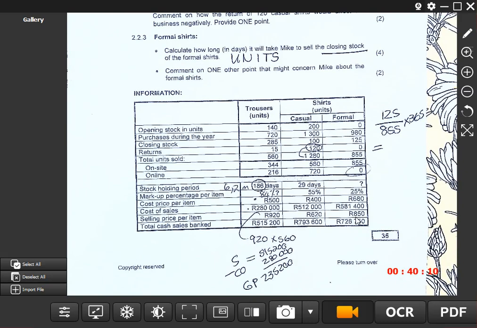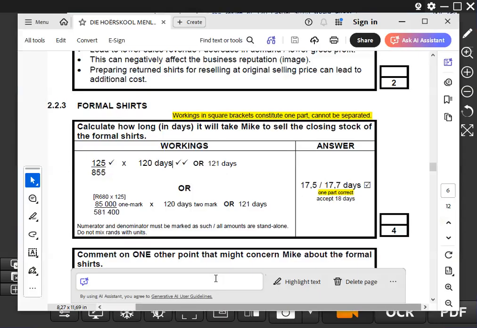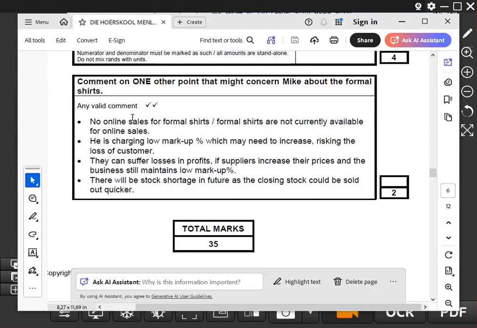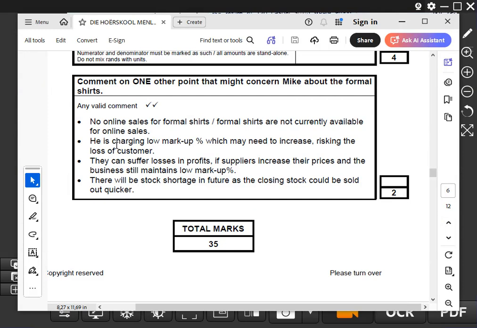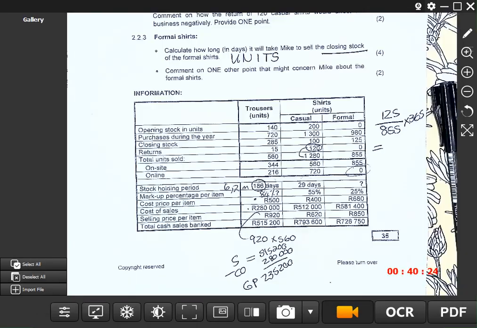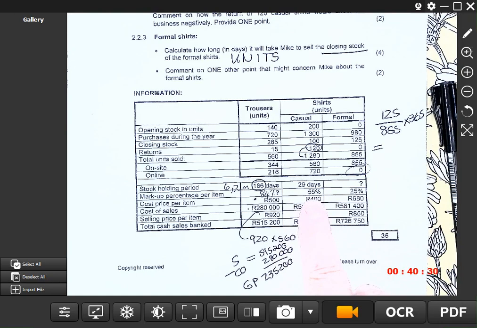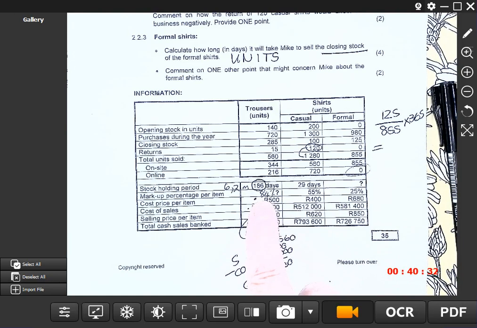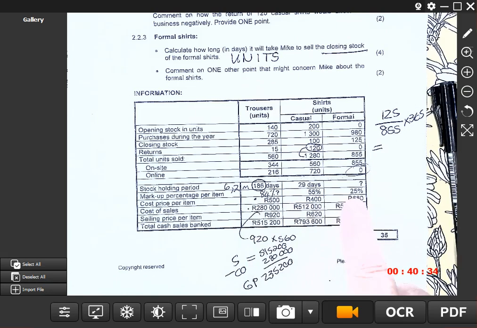Go read through the concerns. I'm just going to show you. They say no online sales. Hey, I got that one right. He's charging a low markup. Nee? Let's see, how low is his markup? It's not 25. And look at casual and trousers markup. Why would this be so low? Okay, so you can say that.